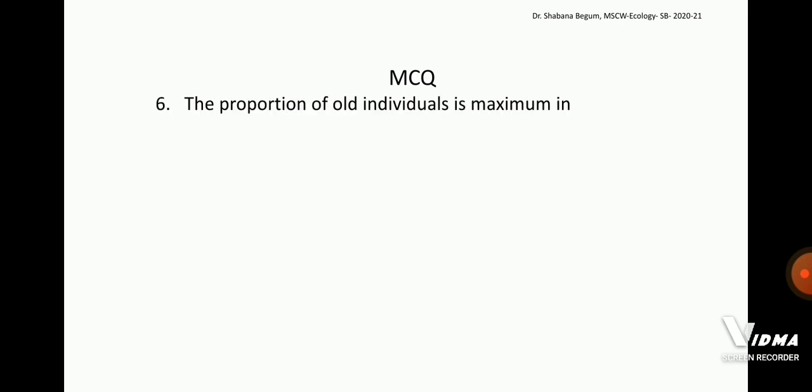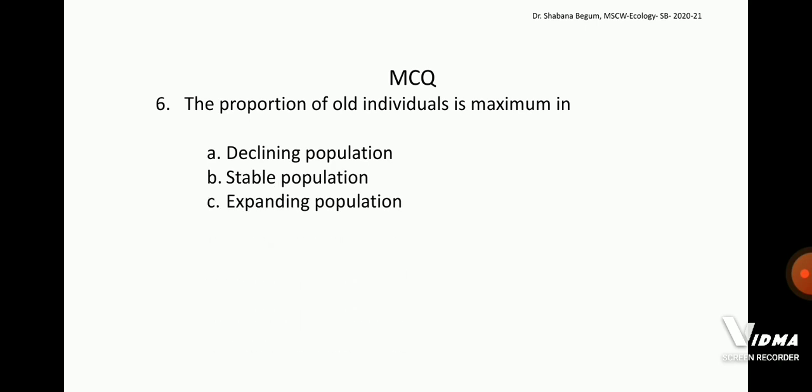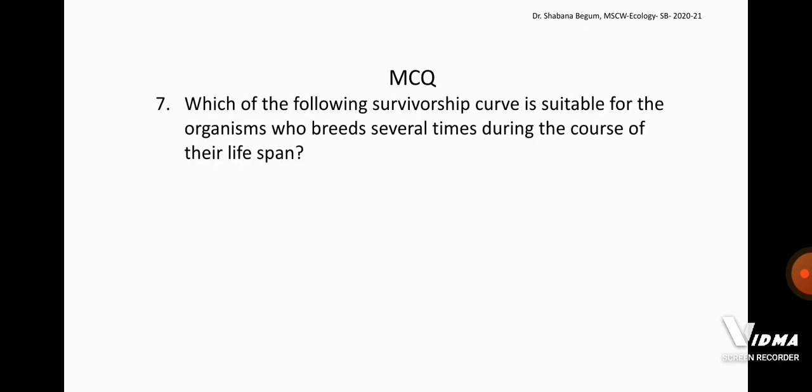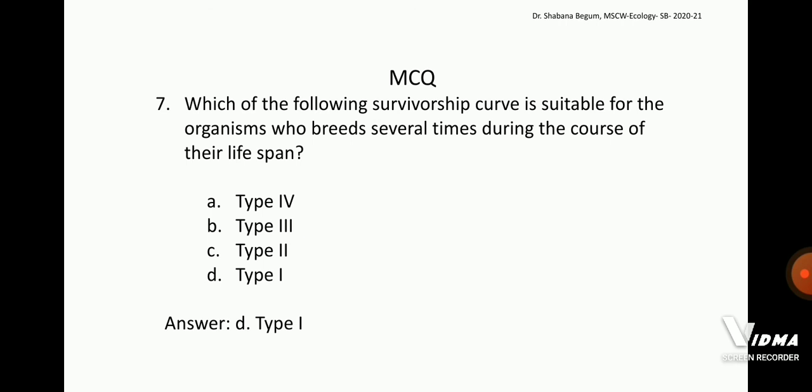One more MCQ: the proportion of old individuals is maximum in option A, declining population; B, stable population; C, expanding population; and D, none of the above. The answer is option A, the declining population that we discussed just now. So the proportion of old individuals is maximum in a declining population. Which of the following survivorship curves is suitable for organisms that breed several times during the course of their lifespan? The options are A, type 4; B, type 3; C, type 2; and D, type 1. The answer is D, that is type 1 individuals.